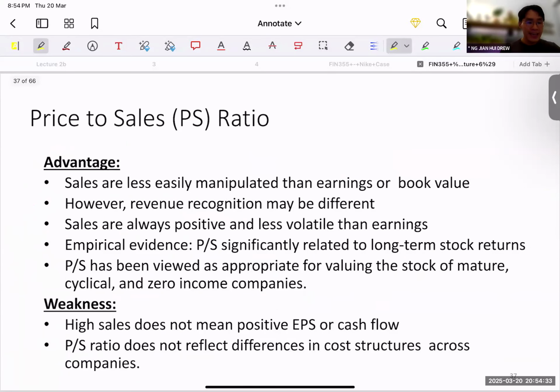So, price to sales ratio, PS, advantages: sales is less easy to manipulate, like what we talked about. However, revenue can be recognized differently. Anyone has a comment on this? Anyone know about this different recognition for revenue? And how can it be recognized differently? Anyone want to comment on this?